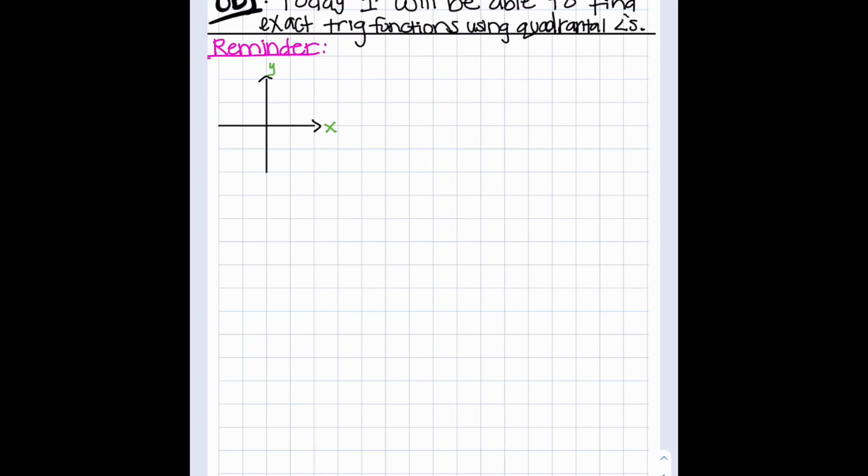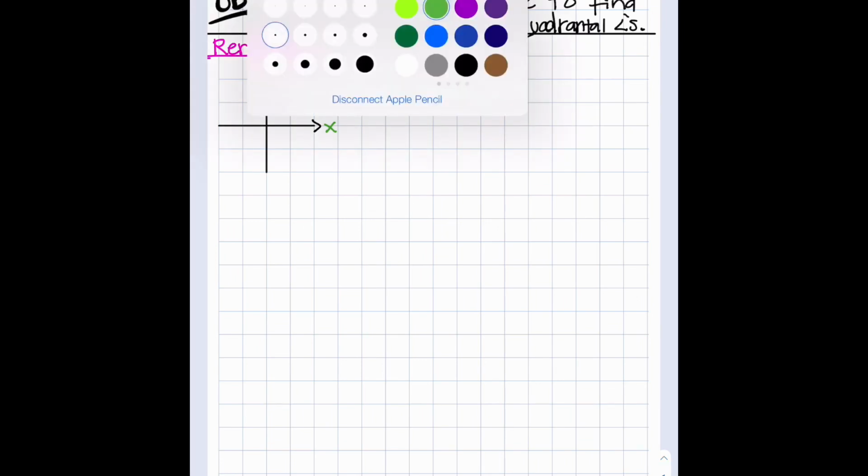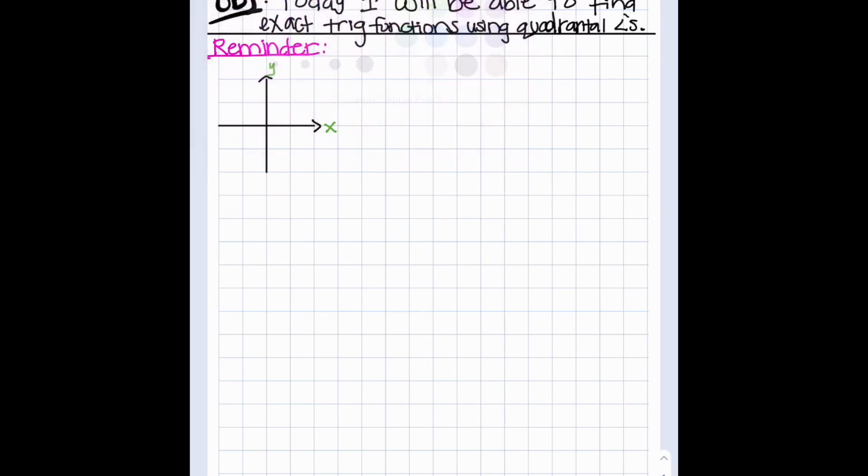And so the objective today is I will be able to find exact trig functions using quadrantal angles. Before I get into what a quadrantal angle even is, let me remind you about something we talked about prior to getting into this part of the unit.